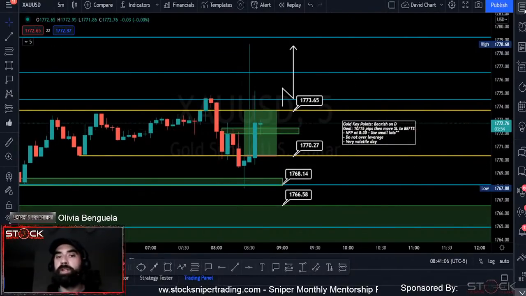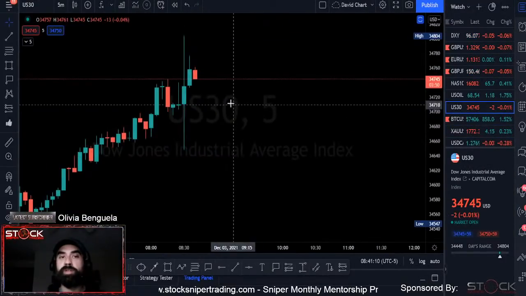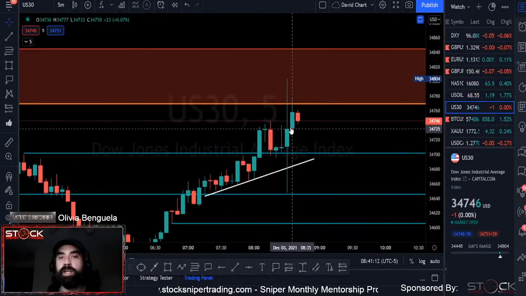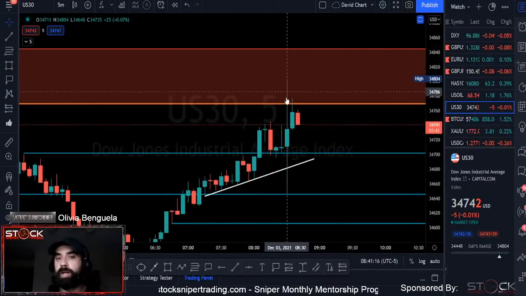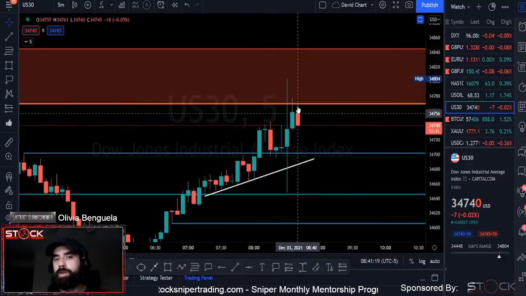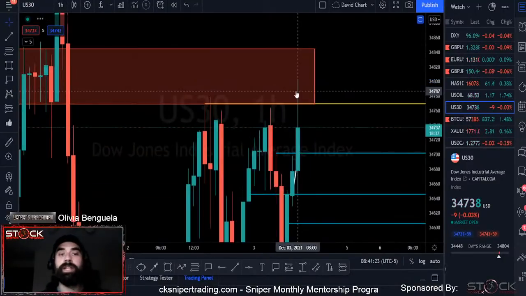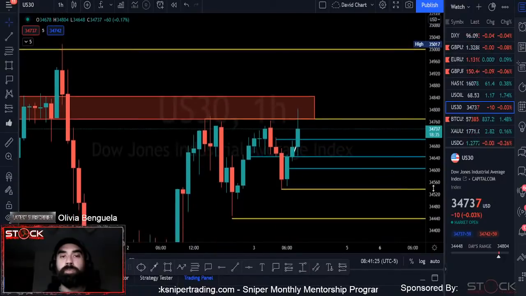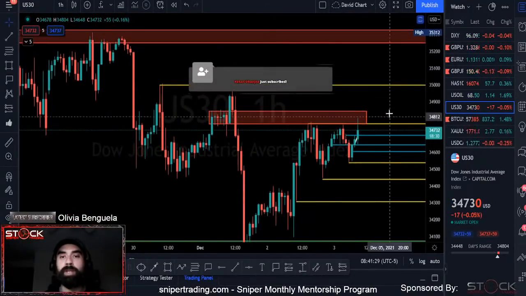Let's check out US 30. Look at the dance of US 30, guys. I told members to buy right around here. They banked. You should see the blues that we got in our group. But now you can see it bouncing out of supply. And what time frame is this supply at? We need to look. This is the overall higher time frame, on the hourly.